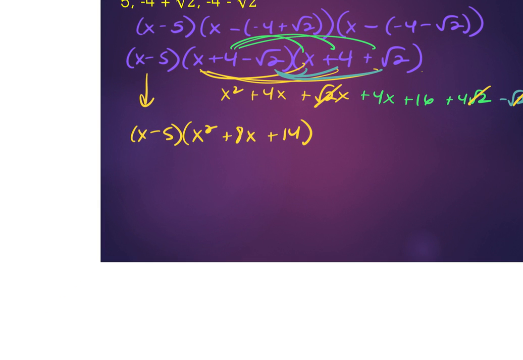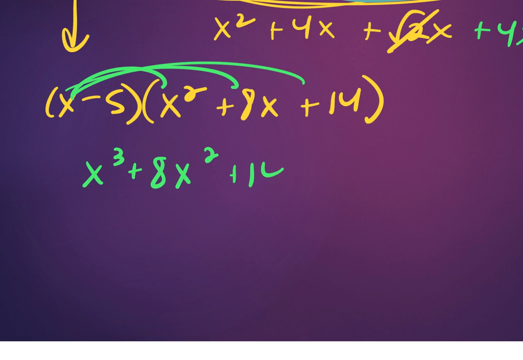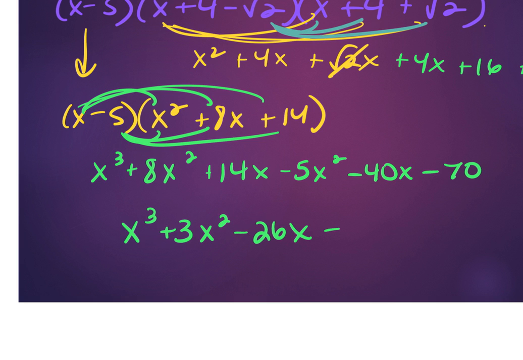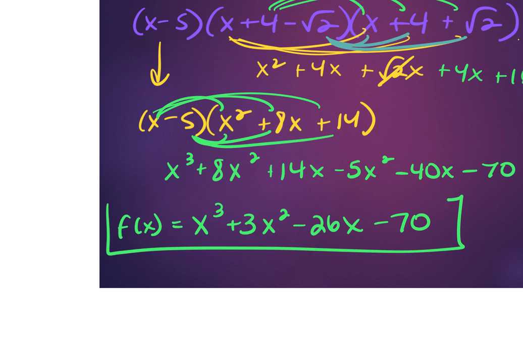And then you've got to multiply these out. So x times x squared, x to the third, plus 8x squared, plus 14x. And then the negative 5, negative 5x squared, minus 40x, minus 70. Combine your like terms: x to the third, plus 3x squared, minus 26x, minus 70. And then set it equal to f of x at the end. That's what makes it the actual function. Questions on that one? So again, not on Monday's quiz, but will come back on the test for chapter 2.